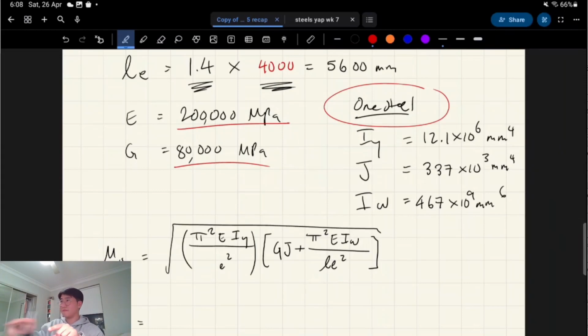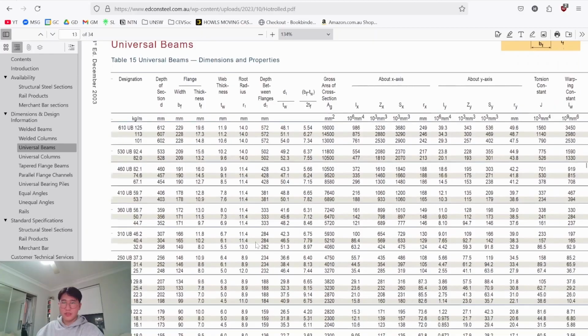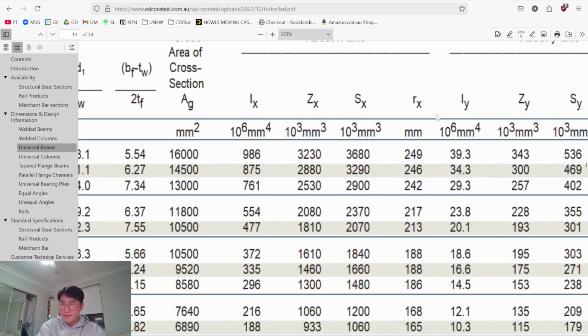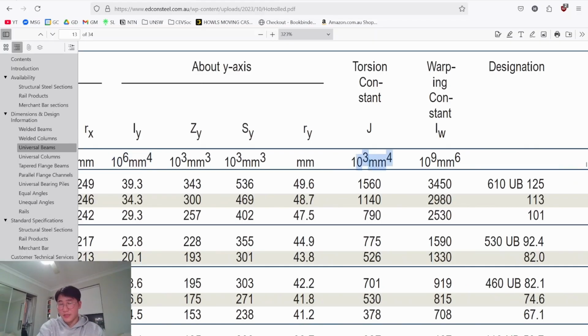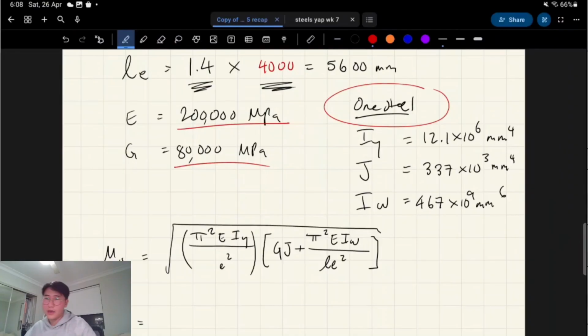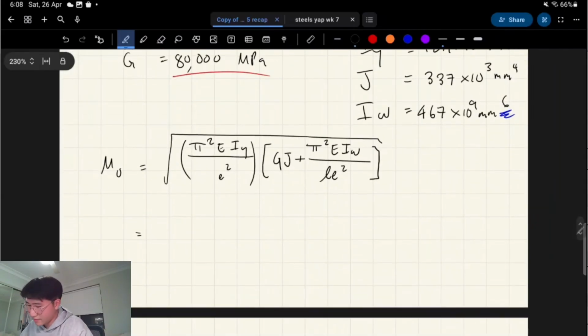All you've got to do is look at the dimensions page, and you can look in these columns on the right here for torsion and warping, and Iy. So just be careful with the units. Iy is 10 to the 6. J is 10 to the 3. Iw is 10 to the 9. So these are all going to be a bit different, so just make sure you're writing everything down correctly. They also have different units for warping constant. But you're not going to have to convert the units, it's fine.